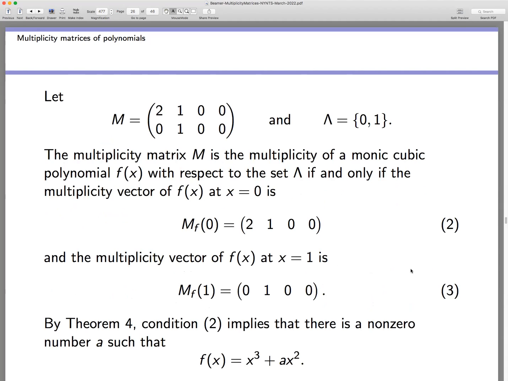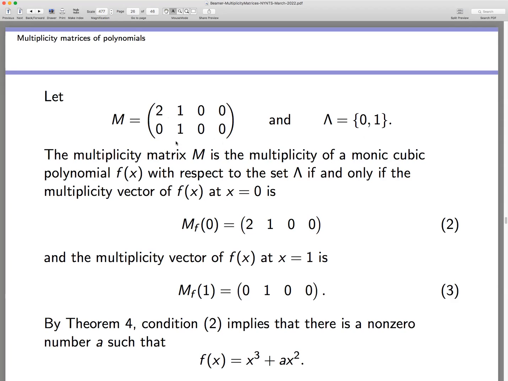But let's try to see if we can solve a problem. So here is a multiplicity matrix, and let's take lambda to be the set 0, 1. I want to see if this is the multiplicity matrix of a polynomial. There are 4 columns, so it would be the multiplicity matrix of a cubic polynomial, and I can assume that it's monic.